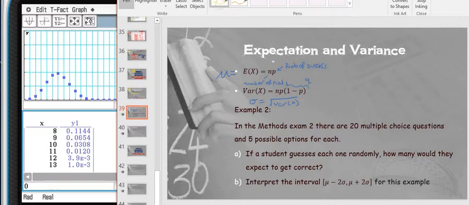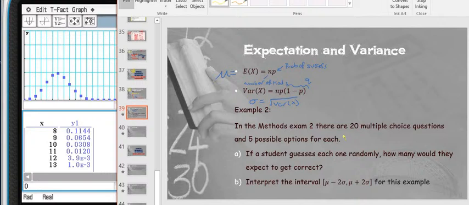So let's answer these particular questions here. In the methods exam, there are 20 multiple choice questions and there are 5 possible options for each. If a student guesses one randomly, how many would they expect to get correct?